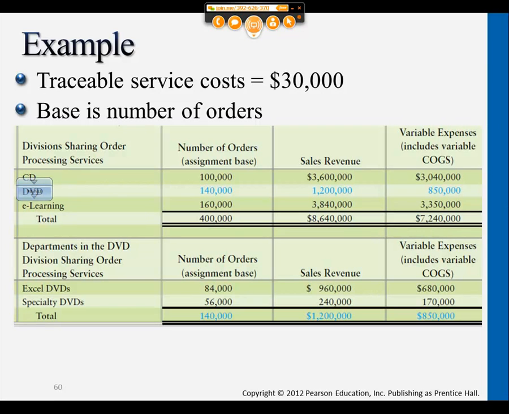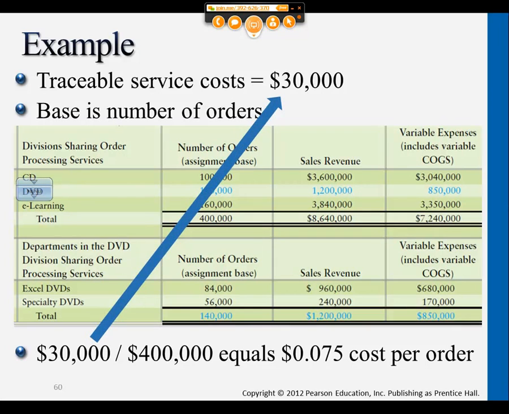So 40,000 per month is what we have available for our operations. All right. So let's just say that traceable service costs are 30,000. Okay. So what are we going to do here? We'll take our $30,000 and we'll divide it by 400,000, right? So the 30,000 is my traceable service cost, and what am I taking?